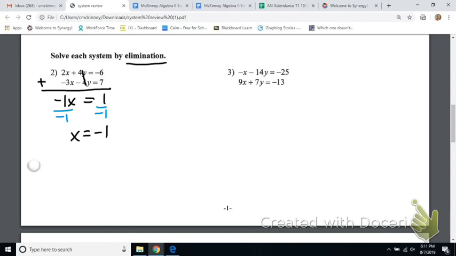So we're not done yet. Now we need to find the y. For each system, you're going to have an x and a y as part of your answer. So we plug the negative 1 in for the x.